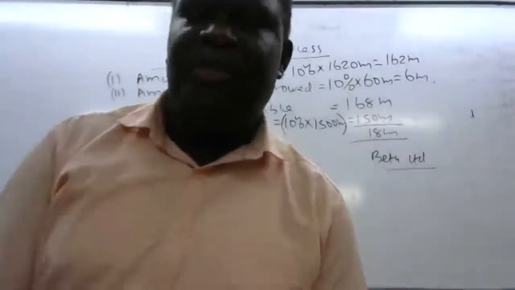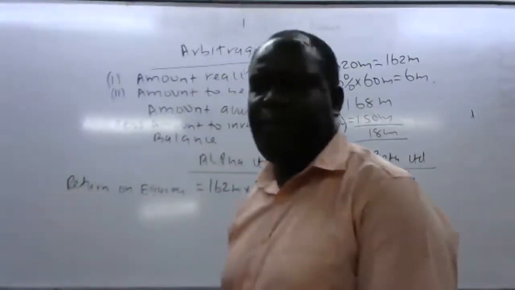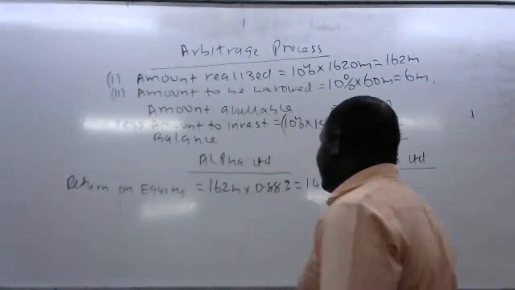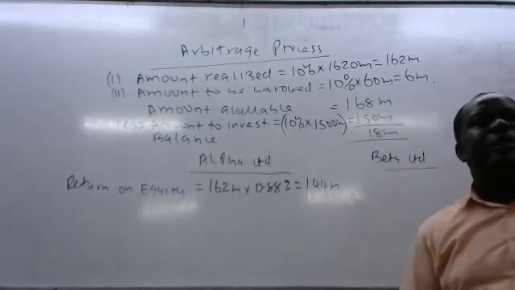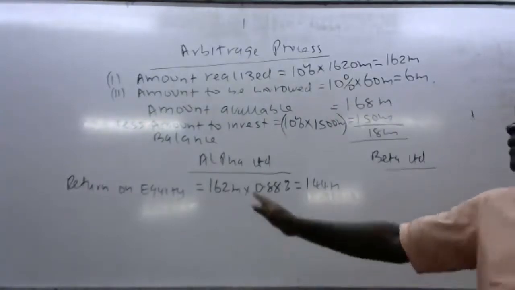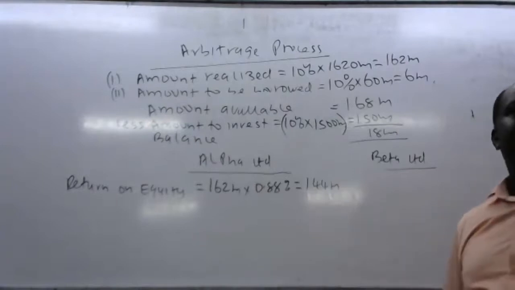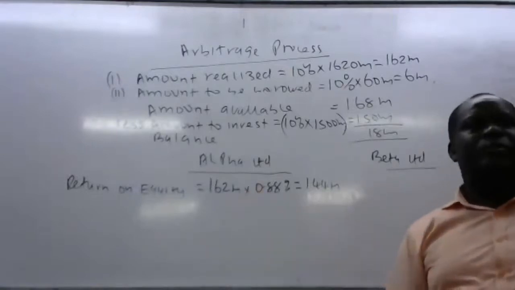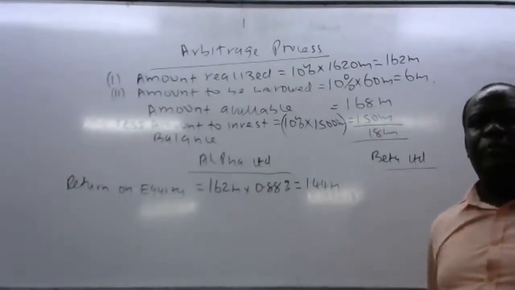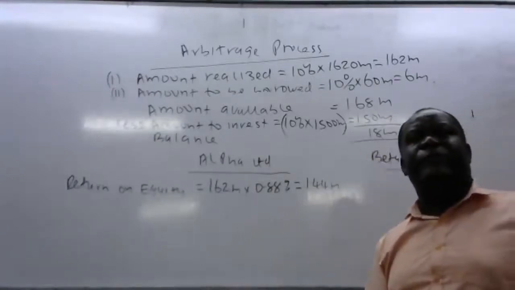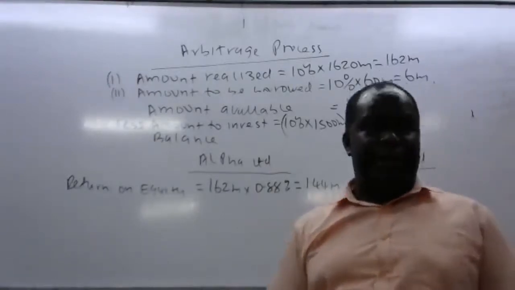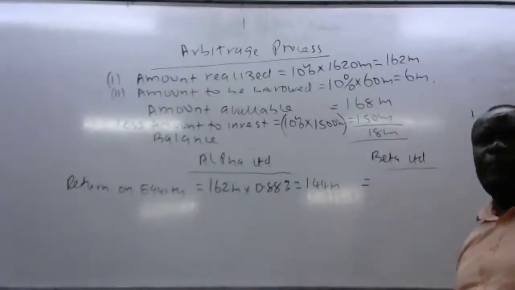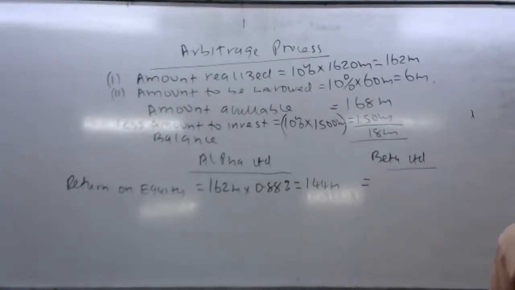It is 1.44 millions. You will be able to get 1.44 millions like that. So that will be now the return on equity when he is in Alpha Limited. He owned 10% and the amount he was owning was 162 millions. So what was the return on equity? You simply take that value of equity multiplied by the cost of equity. Then we go to beta. We also want to get the return on equity for beta.